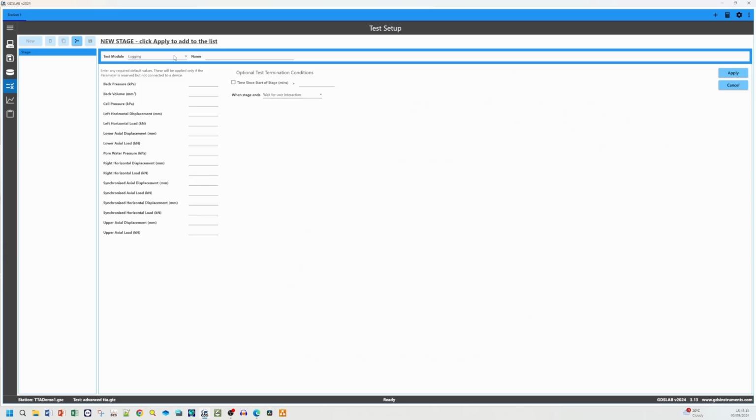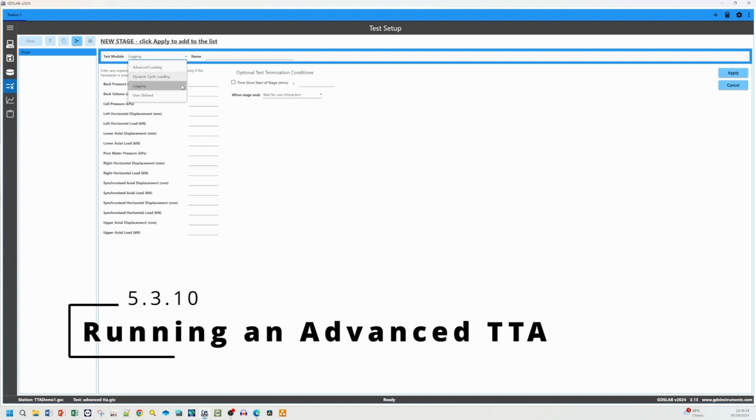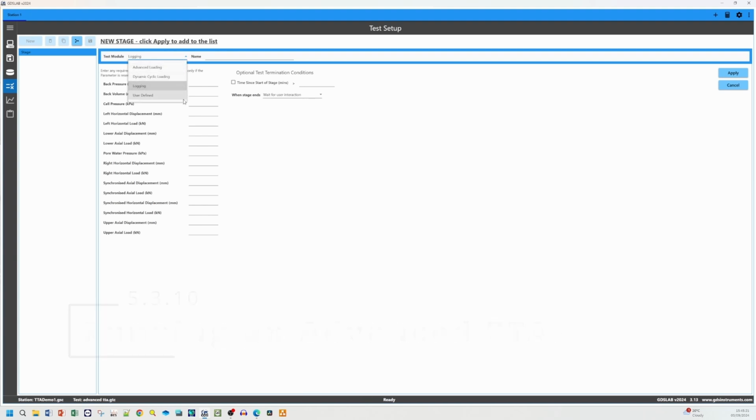Hello and welcome to this GDS Lab tutorial 5.3.10, running an Advanced TTA. This setup allows for multi-axis control, simulating realistic stress conditions for soil and other materials. The TTA system utilises a cubic sample, allowing forces to be applied in multiple directions: up, down, left, right, and front, back. This simulates complex stress conditions that materials only encounter in real-world scenarios.